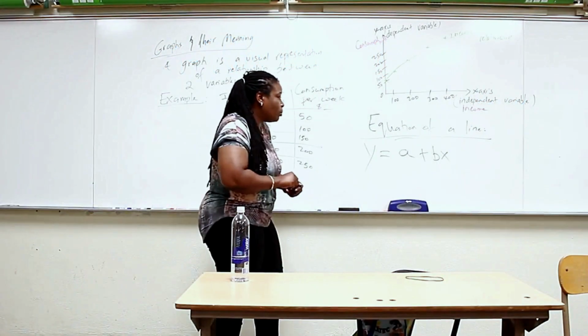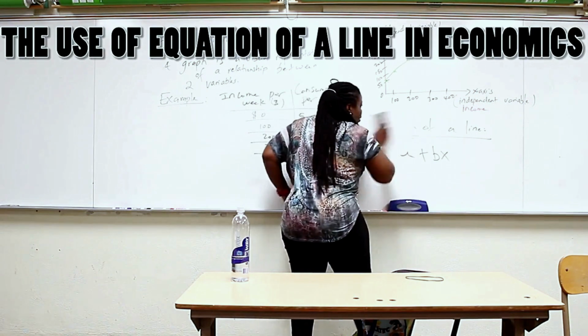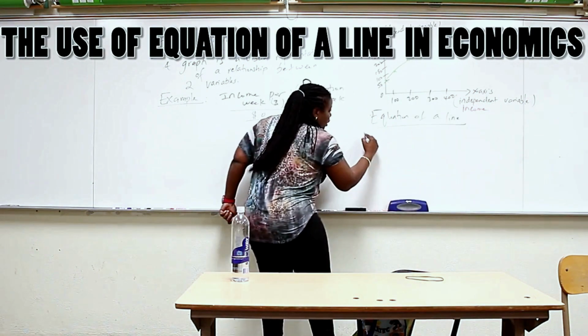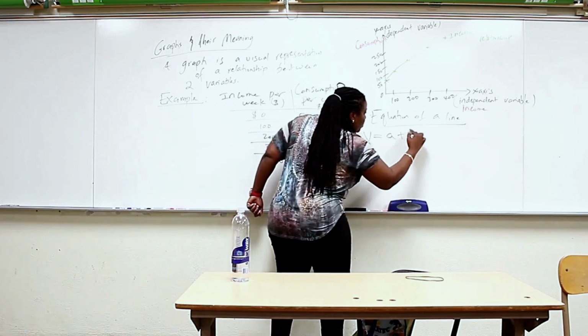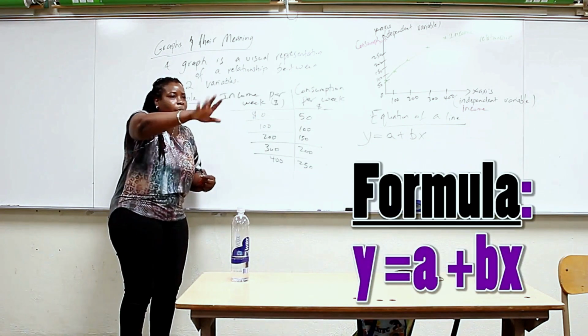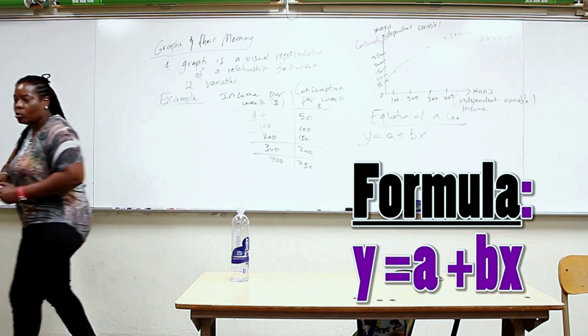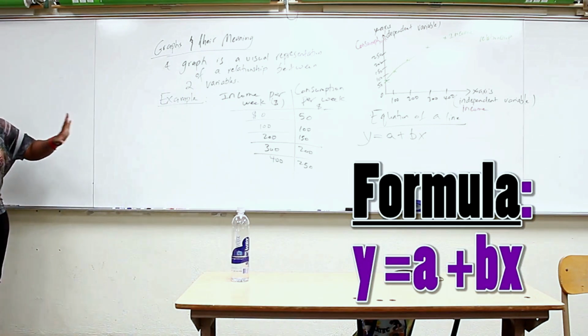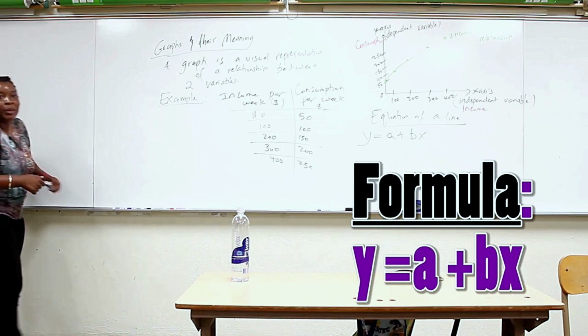In some way, shape, or form, you've been exposed to this equation of a line. I'm writing it like this: y is equal to a plus bx. Let me define those for you. It's probably like mx plus c or something like that you did in high school. In this course, this is how we're going to write it. Y is equal to a plus bx.